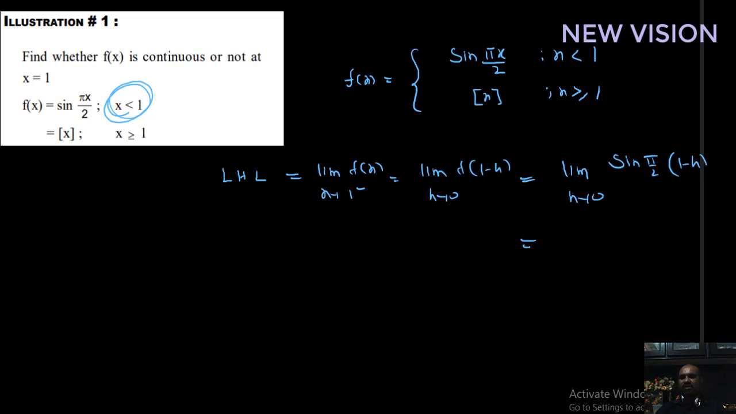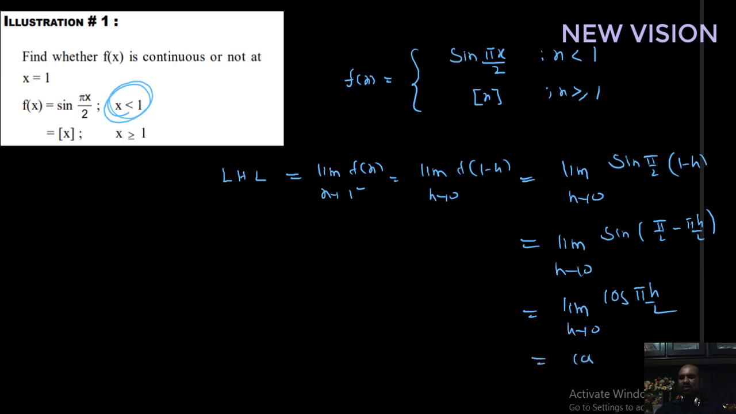Now I want to simplify this. Limiting value of sin of pi by 2 minus pi h by 2, h is tending to 0. This is same as limiting value of sin of 90 minus theta, which is cos theta, cos of pi h by 2, h is tending to 0. This is tending to cos 0, that is tending to 1. So what I got? I got LHL equal to 1.